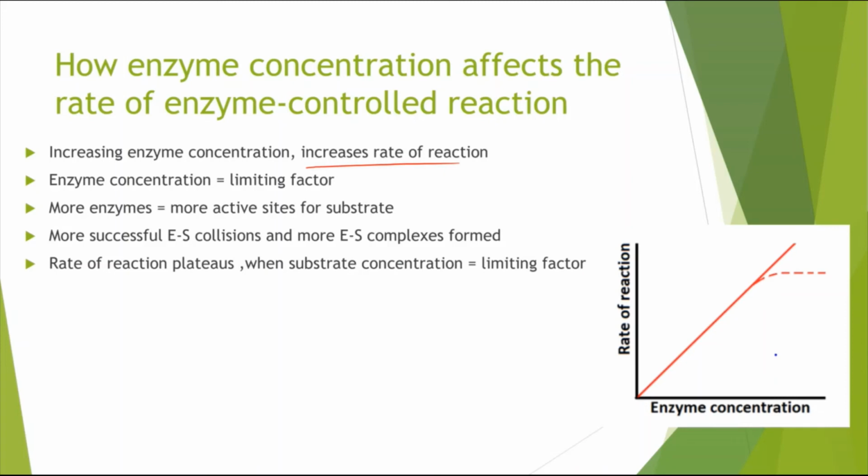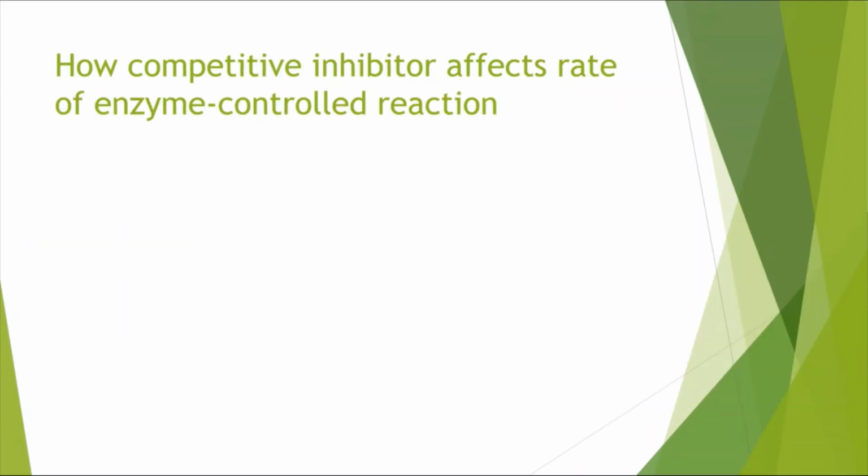And the rate of reaction, again in this example, it starts to plateau after a certain point. This is when the substrate concentration would become the limiting factor. So to increase the rate of reaction further, it would have to be the substrate concentration that you would have to increase. Now, how does the competitive inhibitor affect the rate of enzyme controlled reaction?